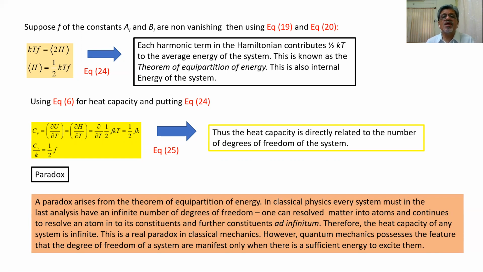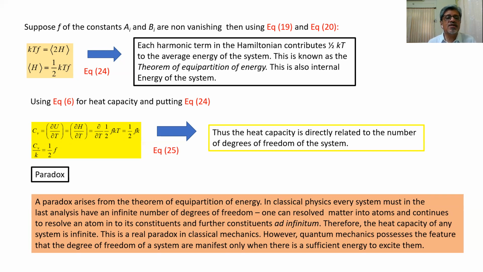Now, it is a very interesting result. Each harmonic term in the Hamiltonian contributes 1/2 kT to the average energy of the system. So each harmonic term contributes an equal amount, 1/2 kT, to the average energy of the system, and this is known as the theorem of equipartition of energy. This is also the internal energy of a system. That is why it is known as equipartition of energy: each harmonic term contributes an equal amount of energy to the average energy of the system. And that is why it is known as the equipartition theorem.